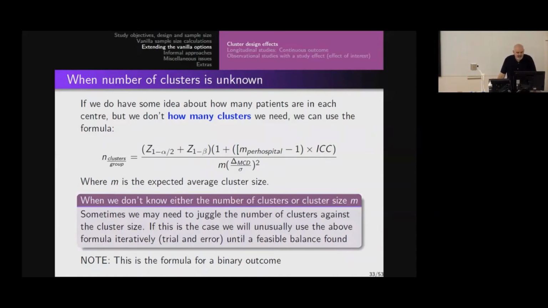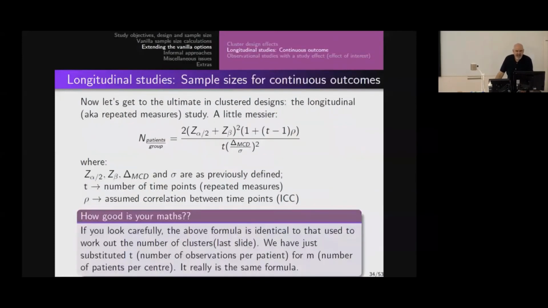Okay? And just note that this formula is for the binary outcome. Had it been for a continuous outcome, it would look exactly the same, except I would have a 2 out the front here. Okay? Cool. Okay, now let's go on to longitudinal studies.